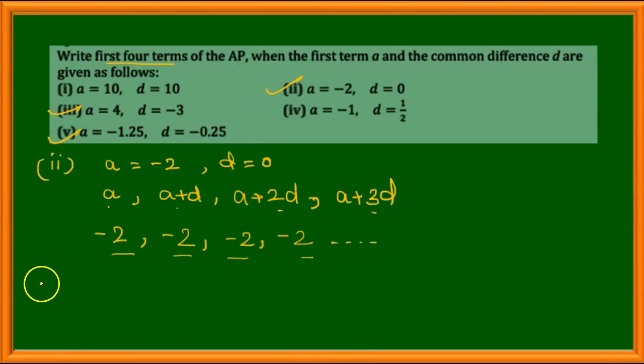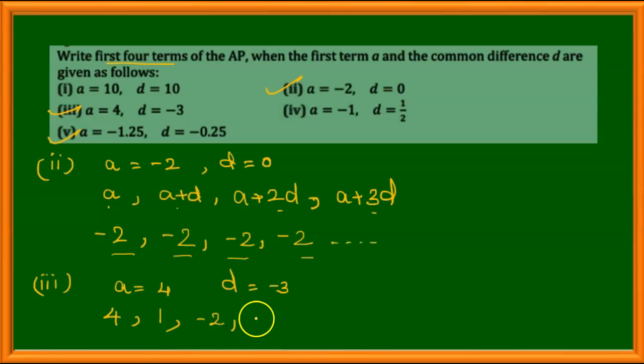And the second one, here I am going to take this question, which is A equal to 4 and D equal to minus 3. So we can write here 4, then A plus D becomes 4 plus minus 3, which becomes 1. Correct. Then 1 minus 3. D should be added, so adding minus 3 means subtract 3. You will get minus 2.